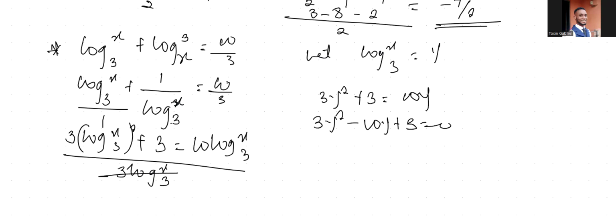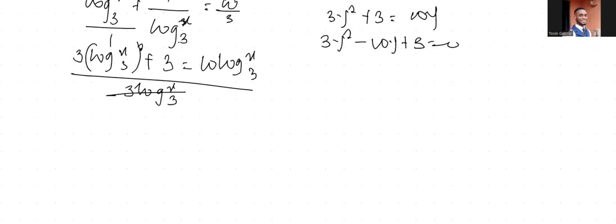Okay, let's try to solve this quadratic equation. In order for us to solve it, we can use the factorization method. We multiply this 3 by this 3 here, that's plus 9. We look for two numbers that when we multiply them give us 9, and when we sum them give us minus 10.